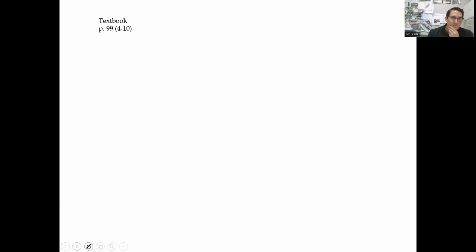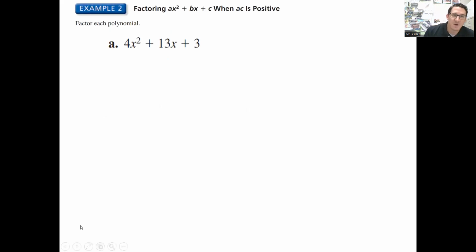If you're working at home, some textbook problems. Here, what do we do if there's no GCF? If we factor this, it'll be 2 times 2. 13 is prime, so it's just 13. 3 is prime, so it's just 3. They don't have anything in common, so they don't have any GCF.